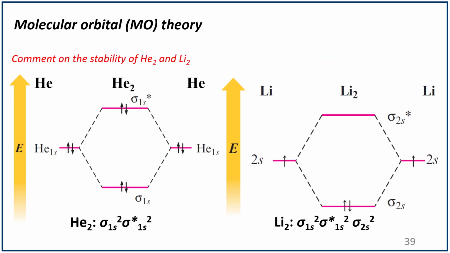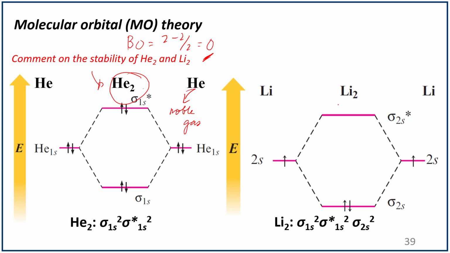So let's say, for example, we extend this drawing to dihelium. Dihelium here has a bond order of 2 minus 2 divided by 2, so that's 0. A bond order of 0 just means that dihelium cannot exist. And that makes sense because helium by itself is a noble gas, meaning it doesn't really want to form bonds.